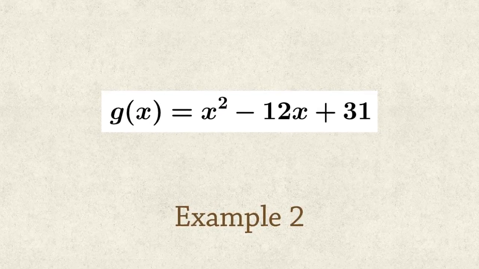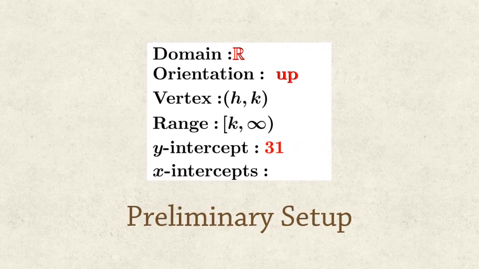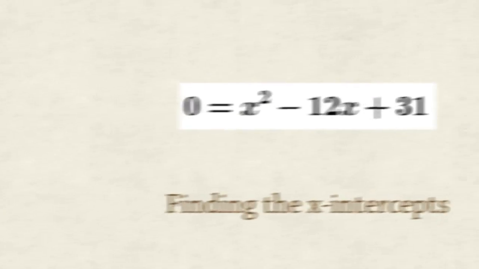Let's take a look at another example of an equation in the standard form. As before, we begin with the preliminary setup. Here I have already indicated that the domain is all real numbers, the orientation is up because the leading coefficient was positive, and the y-intercept is 31 because in the standard form we simply take the final number. We have yet to determine the vertex, range, or the x-intercepts.